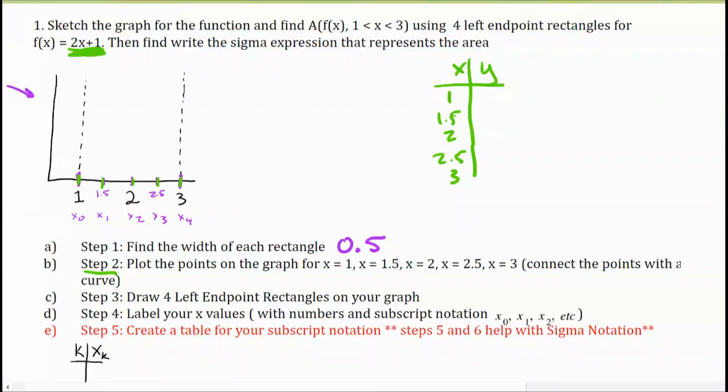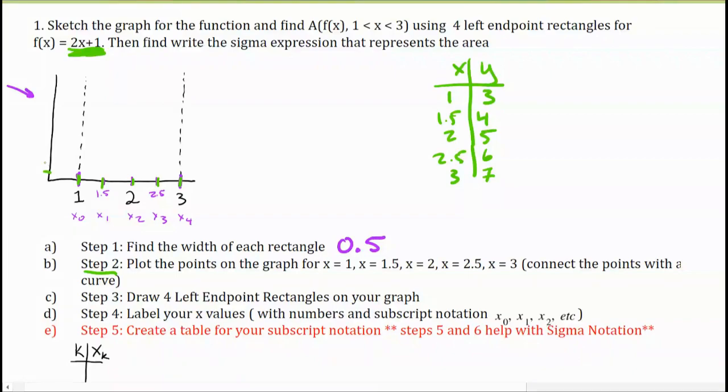So 2 times 1 is 2, and 2 plus 1 is 3. 1.5 times 2 is 3, plus 1 is 4. 2 times 2 is 4, plus 1 is 5, and you should see the pattern here as you plug them in. So I can actually plot those points here.